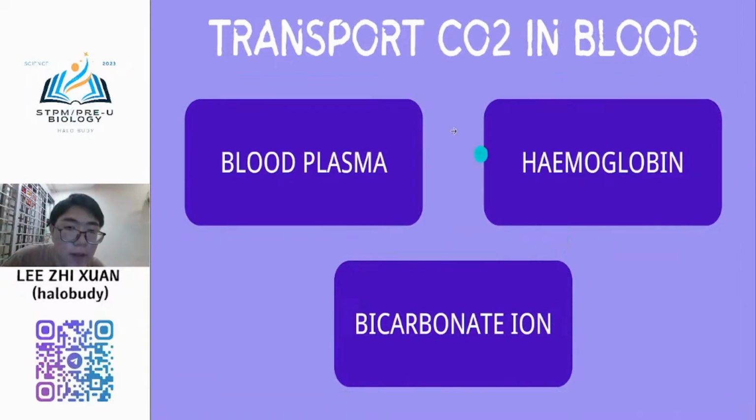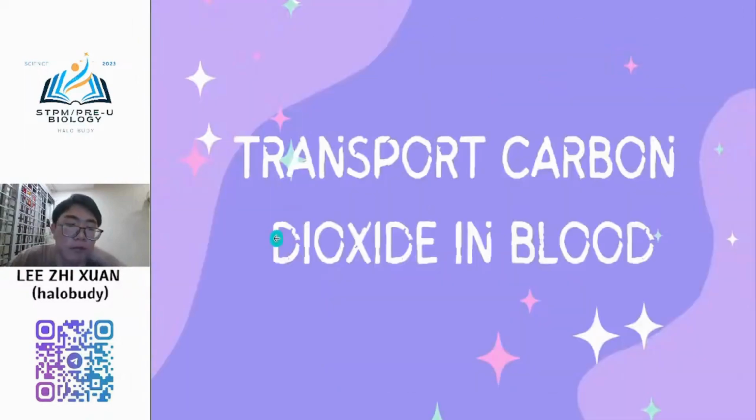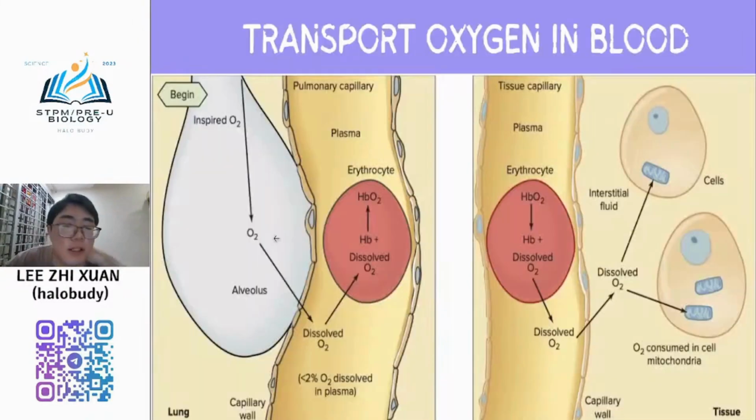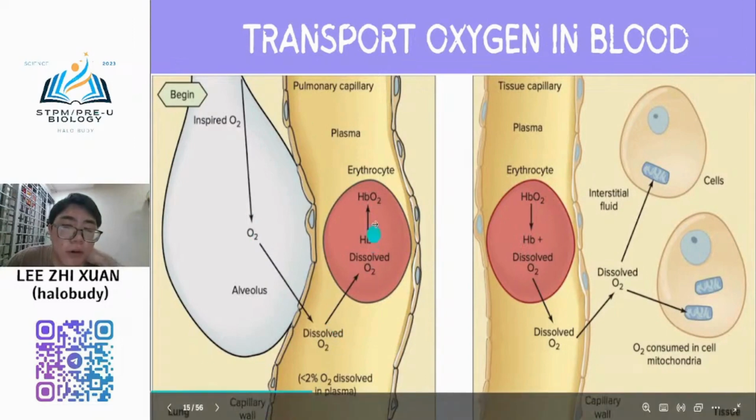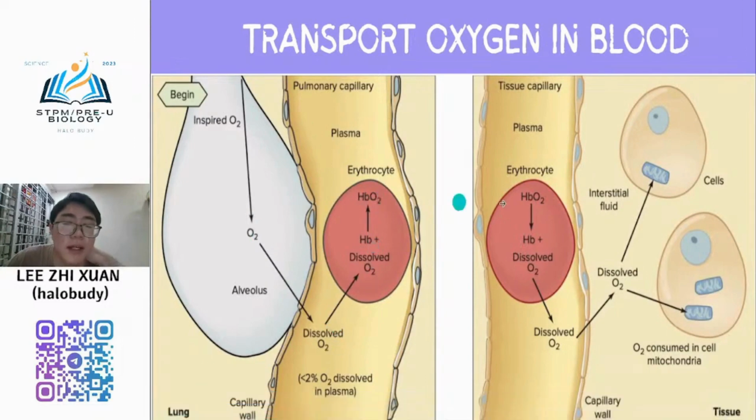We can continue now. Okay, so actually carbon dioxide is more complicated compared to oxygen, because for carbon dioxide we have three pathways to transport it in blood. Oxygen has only one pathway, meaning that oxygen reacts with hemoglobin to form oxyhemoglobin, and then it releases the oxygen from the erythrocyte and goes to the cells.